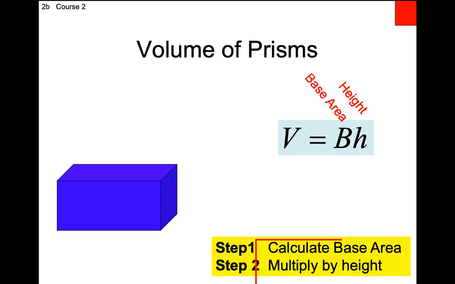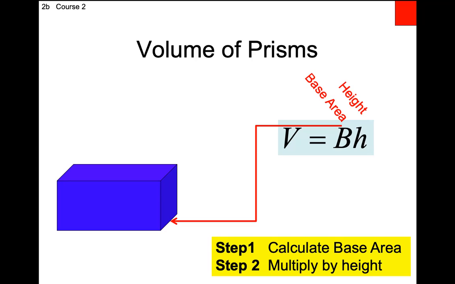Sorry for that. Okay, so all we're going to do, and you're going to see this in every math book, it's big B times H. The problem is this is useless. What are you going to do? Big B times H. I don't know. That doesn't help me at all.